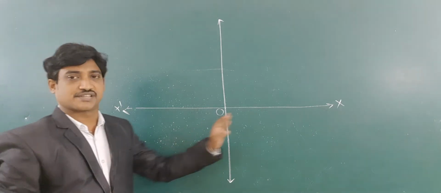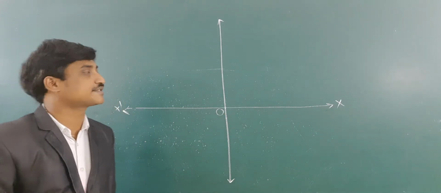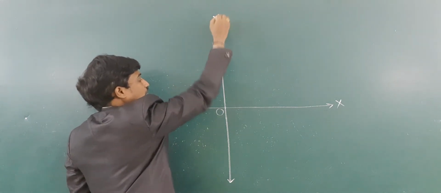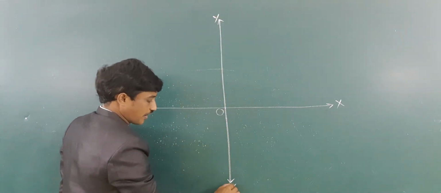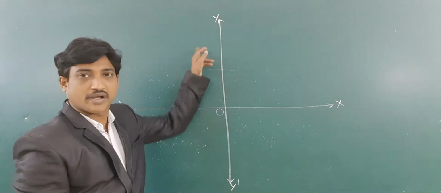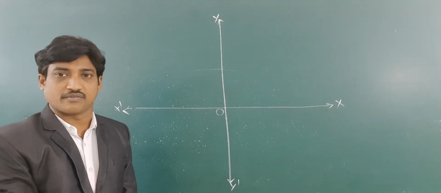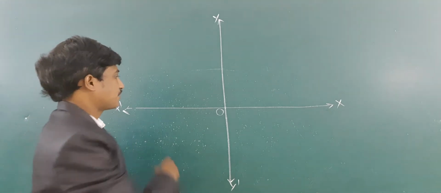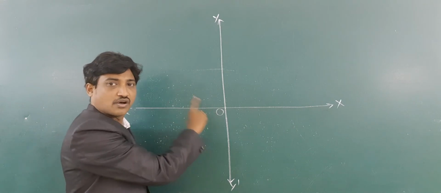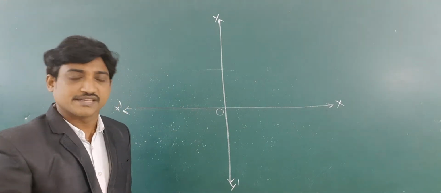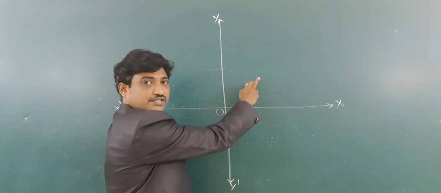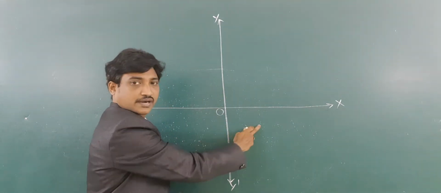X' O X is called the x axis and the vertical reference line is marked as Y O Y'. Y' O Y is called the y axis. The intersecting point of the x axis and y axis is called the origin. This divides the plane into four quadrants: first quadrant, second quadrant, third quadrant, and fourth quadrant.